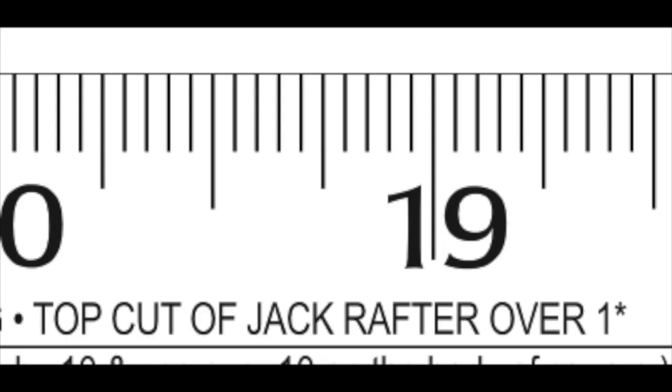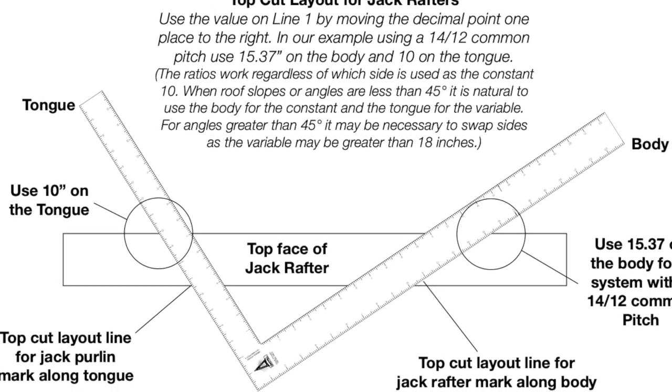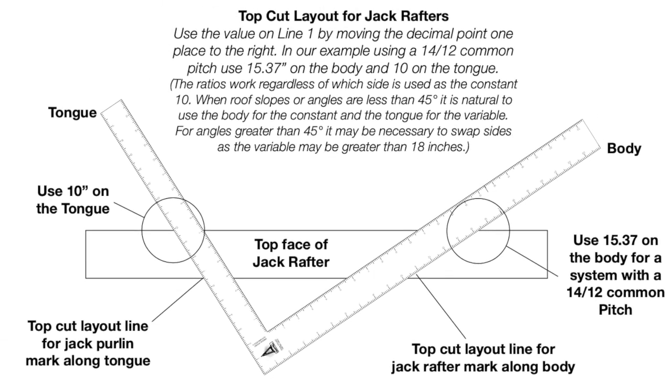Case 3. In the third case, we have an angular ratio that relates to the angle of the top cut of a jack rafter over any unit of 1. In this case, we would multiply the factor by 10 to equal 11.58 inches and use this on the tongue of the square over 10 inches on the body of the square. There is actually no need to multiply this in the case of using 10 as our base. All we need to do is simply slide the decimal point over one place to the right. Once this is aligned on the timber at 10 and 11.58 inches, marking along the tongue will give the accurate layout angle for the top cut on the timber.